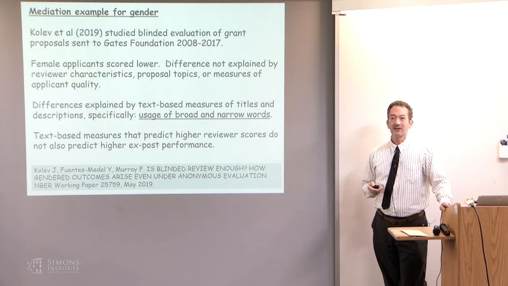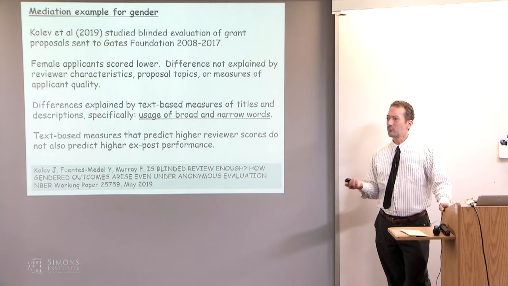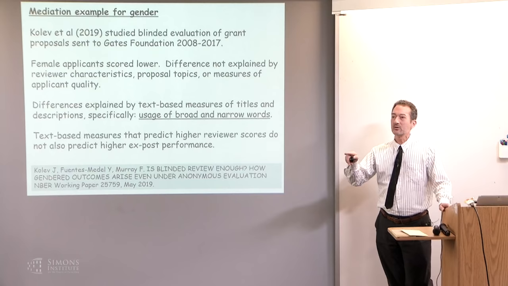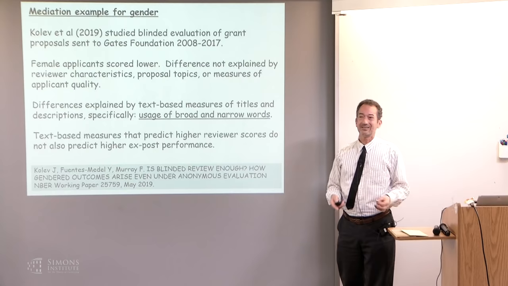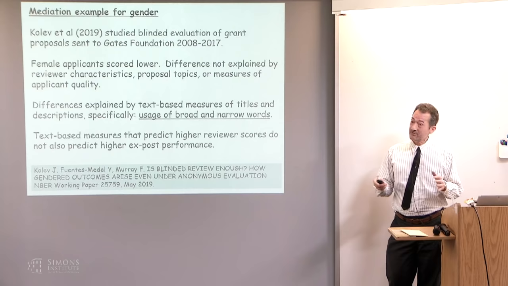And so they analyzed all the characteristics of the grant applications to see what accounted for this, and it was the use of broad versus narrow words, that men tended to use broad words and women tended to use narrow words, where broad and narrow are defined as how frequently those words occur in other grants. Men use a word frequently in a grant that occurs in all the grants that are submitted, whereas women use words that are much more specific to their grant. And when they accounted for this, then there was no gender disparity.